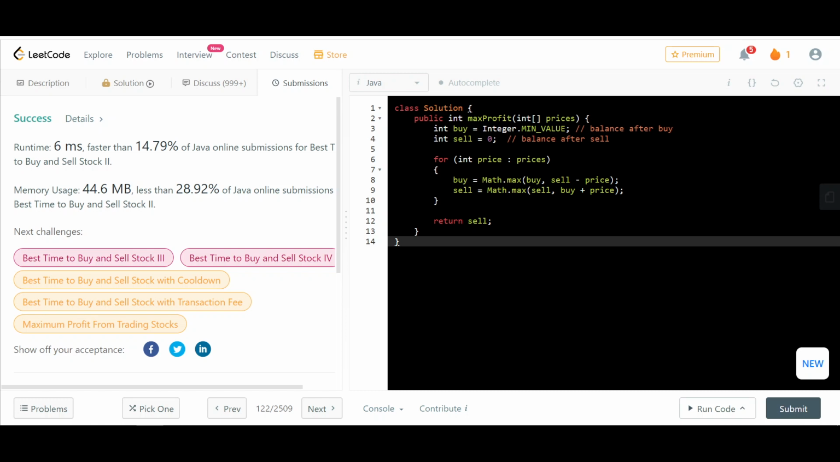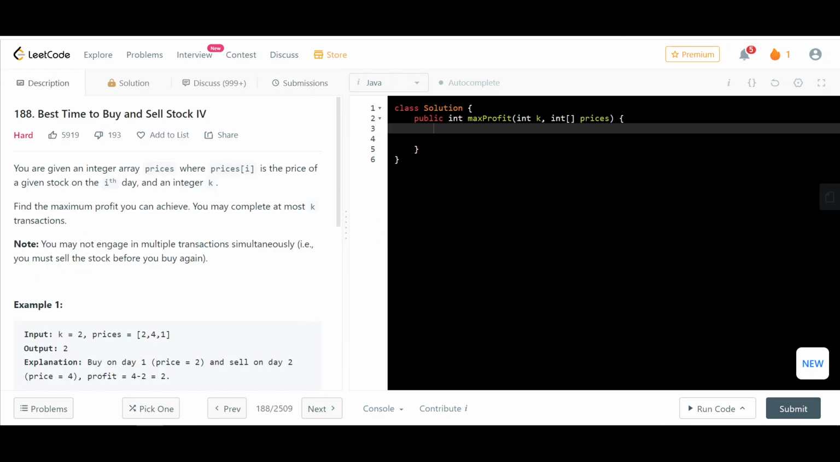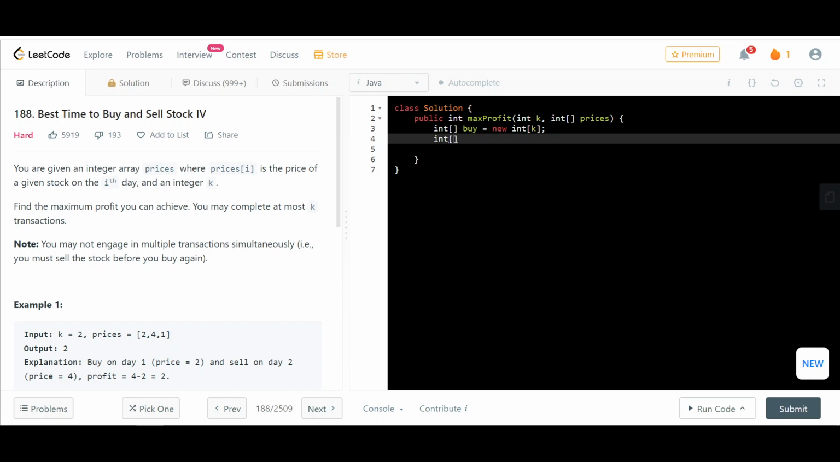So instead of just a general buy and sell, you have to have a limit on the number of buys and sells. And then it will depend upon the last buy and last sell. So here, let's define an array of buy and sell instead. Buy equals a new int of k, and again sell equals a new int of k.